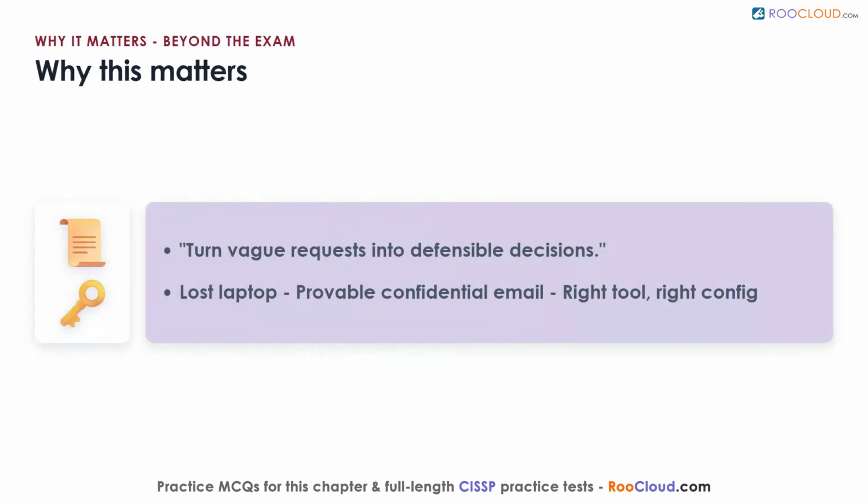Why does this matter beyond the exam? Because these are the everyday problems you get handed on the job. A laptop goes missing from an airport lounge, and your first question is whether its disk was encrypted. A leadership team wants confidential email that recipients can prove came from them. You are the person expected to pick the right tool and configure it correctly. Knowing how these applied controls work turns vague requests into concrete, defensible decisions.